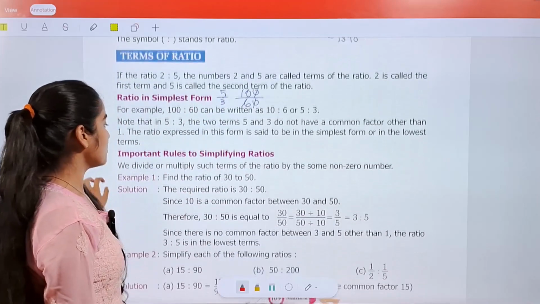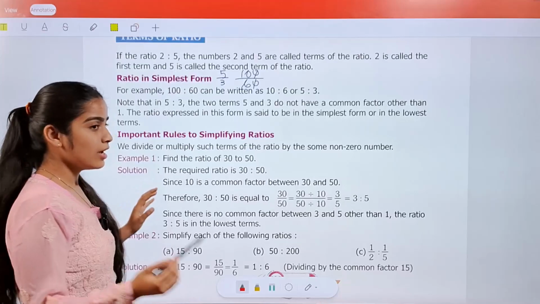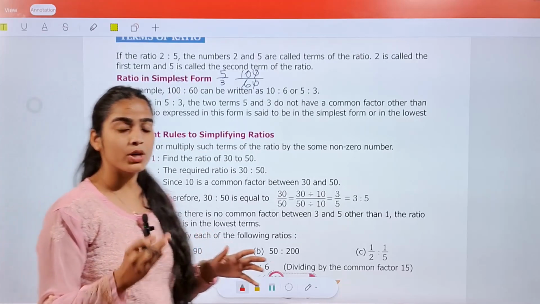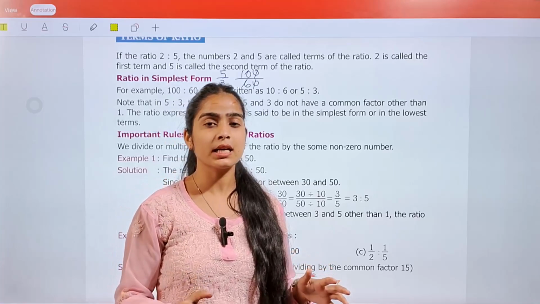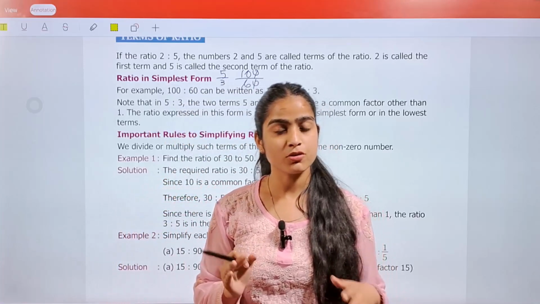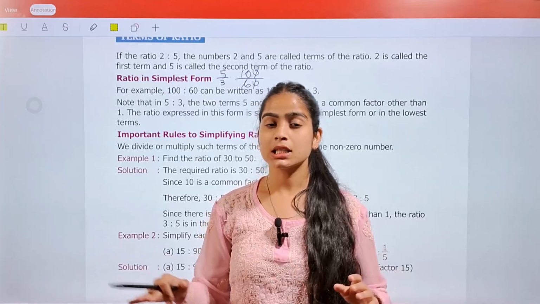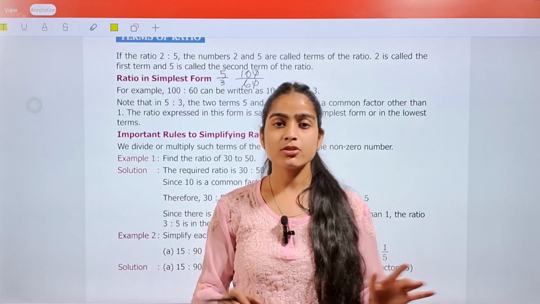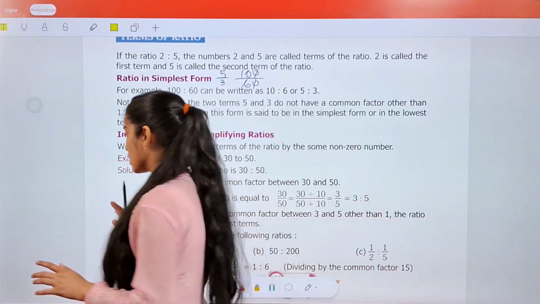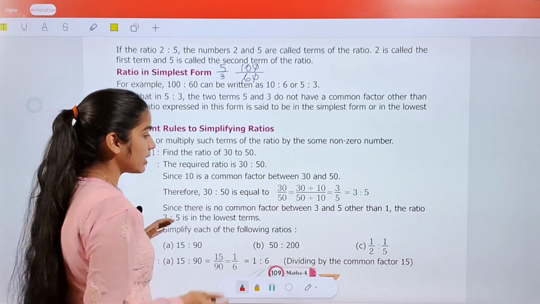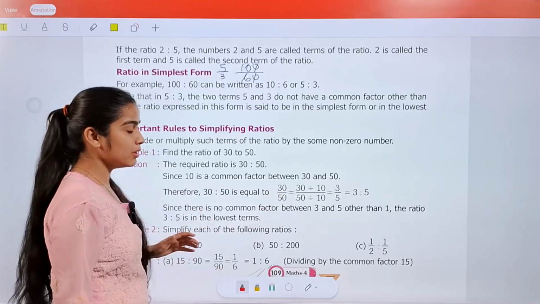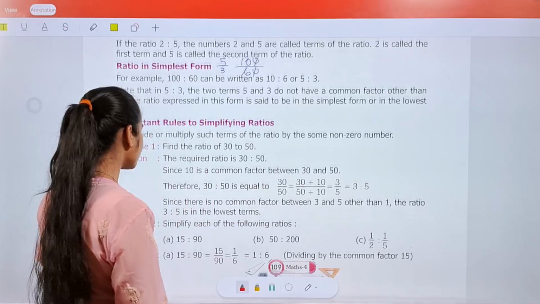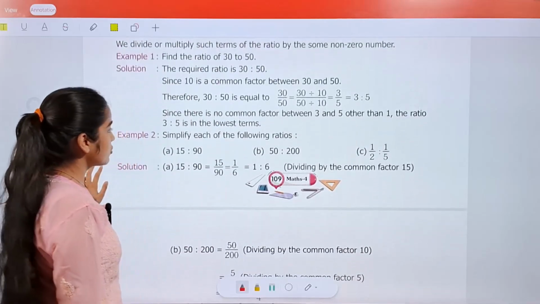Okay. Now, important rules for simplifying a ratio. You have already read the important rules. What you have to consider is that you have to take one particular common number by which you simplify your numerator and denominator. You cannot simplify the numerator by 2 and the denominator by 5. It's not possible. So what you have to do is take a common table and find out at what place of that table your numbers are appearing, and you just have to write their place value. That's it. Now simplify each of the following ratios.